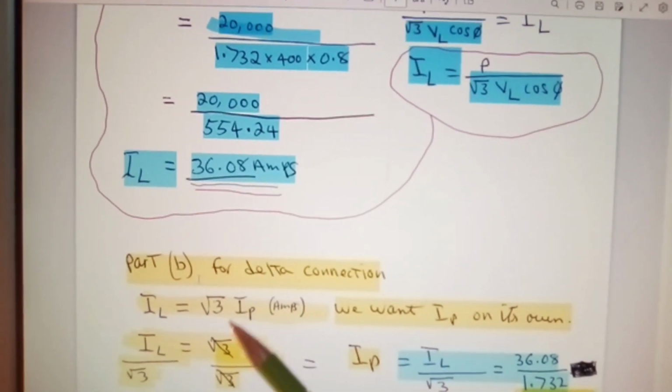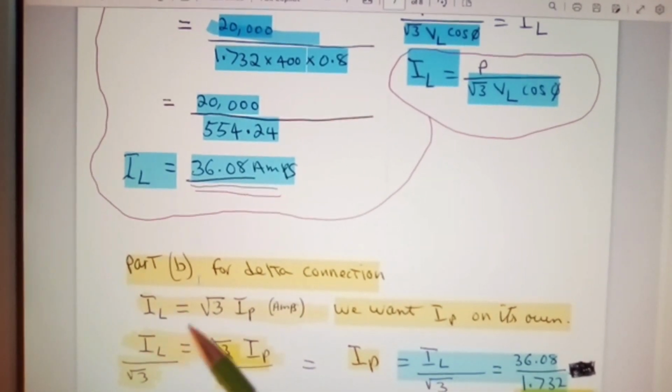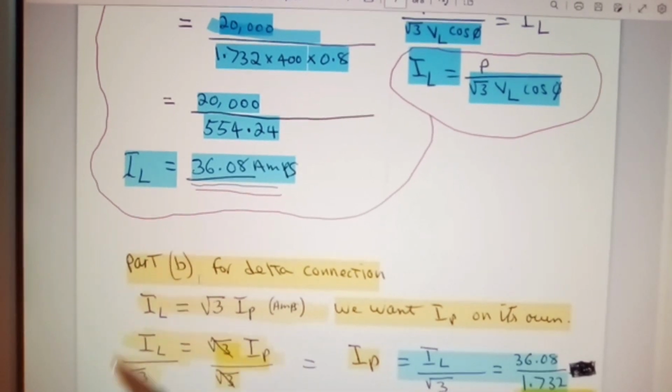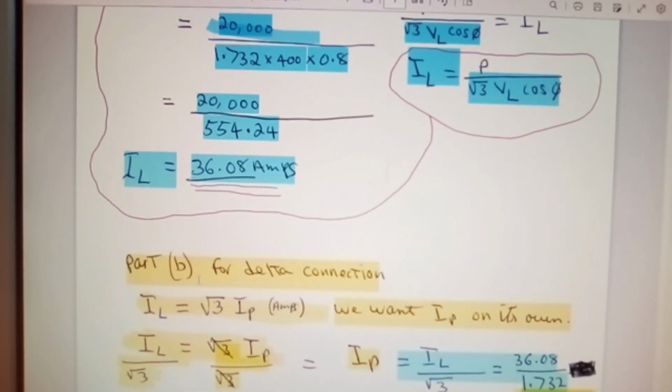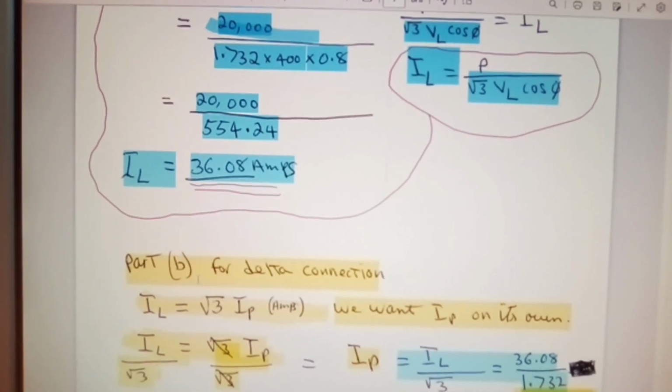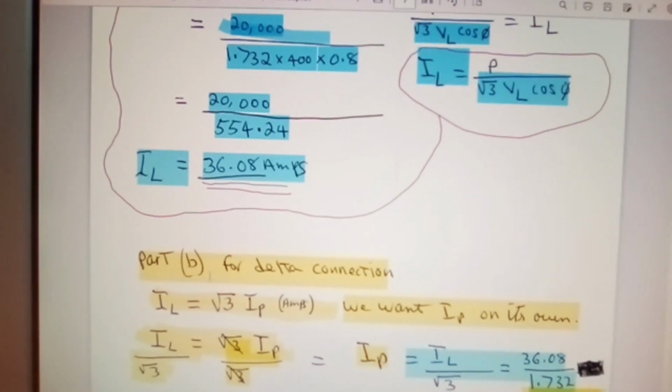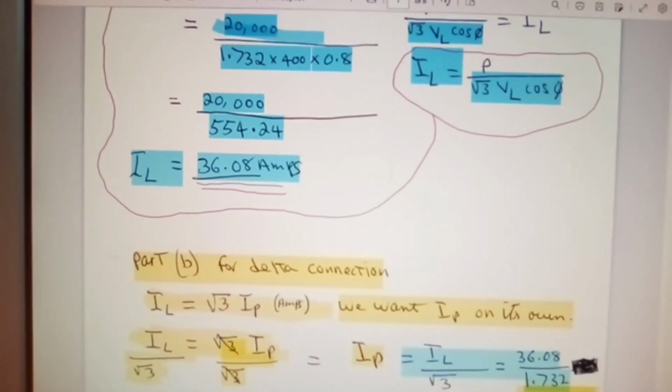Now part B, for delta connection, IL equals square root of 3 IP. Here we have to cancel out, because we want IP, the line current over square root of 3, and that's what we have there, 20.83 amps. So again, make sure you do this for yourselves.